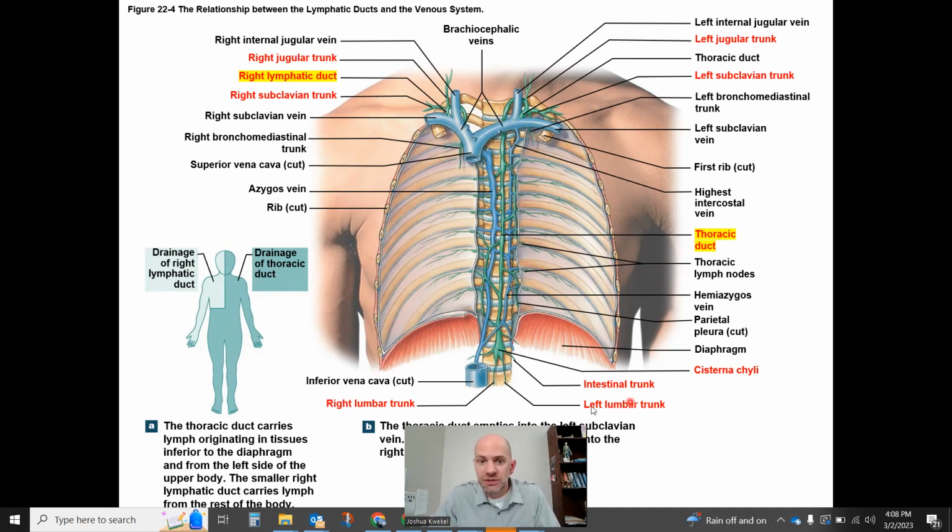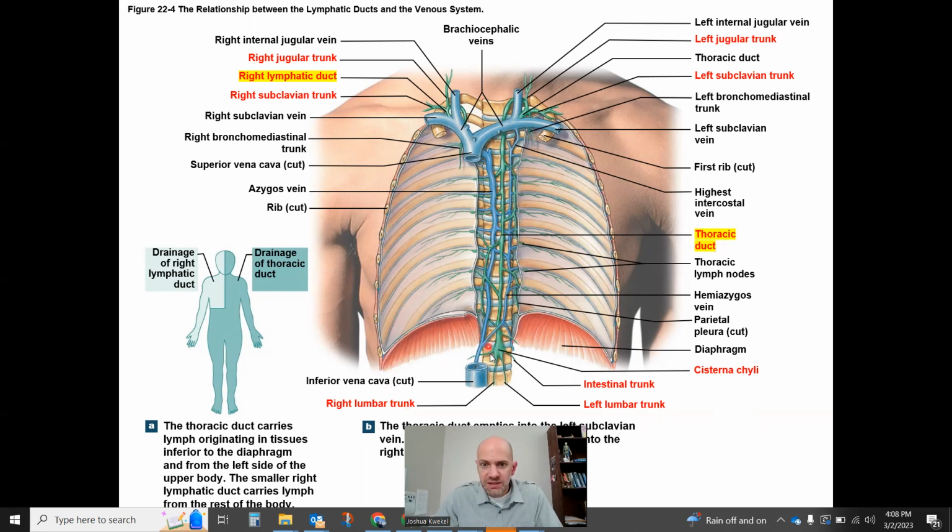And we have the left lumbar trunk and the right lumbar trunk. Those are coming from the legs, okay? So anatomy is pretty easy because we know approximately where those are located. At the bottom of the thoracic duct, okay, this green structure is the thoracic duct.